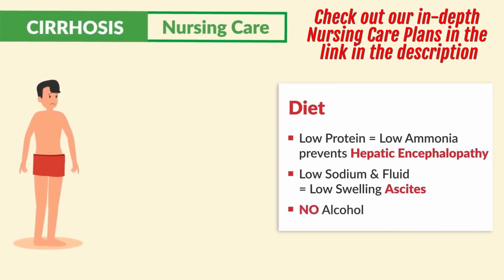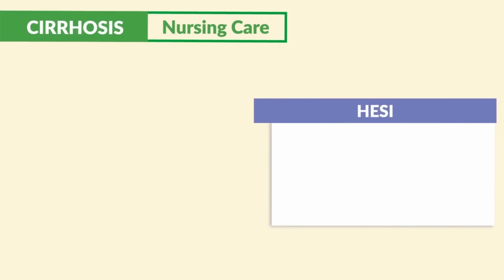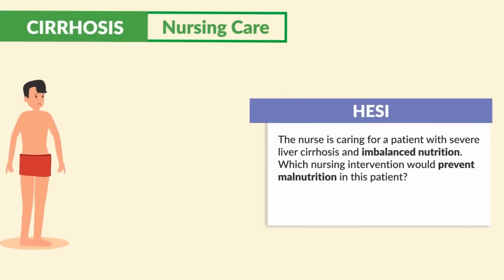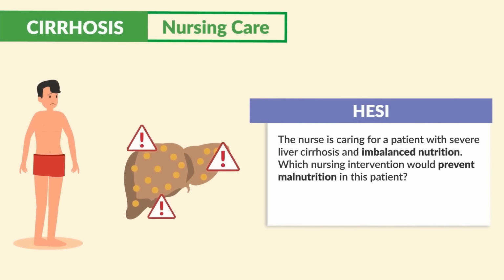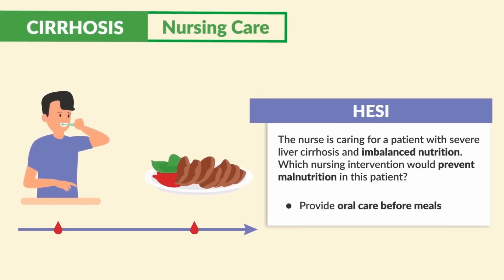And for malnutrition, we provide oral care before meals to wake up those taste buds. So the HESI mentions, the nurse is caring for a patient with severe liver cirrhosis and imbalanced nutrition. Which nursing intervention would prevent malnutrition in this patient? Provide oral care before meals. Yes, we want to wake up those taste buds.